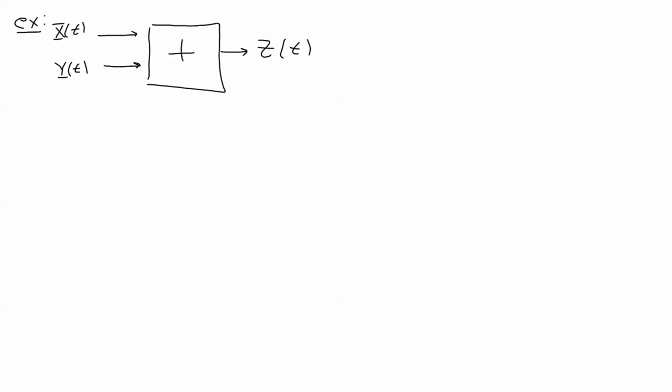What if I have an adder? Okay? And I have two random processes at the input, X of t and y of t. And the output random process, z of t equals x of t plus y of t. All right? What I'm interested in is finding the autocorrelation of the output.